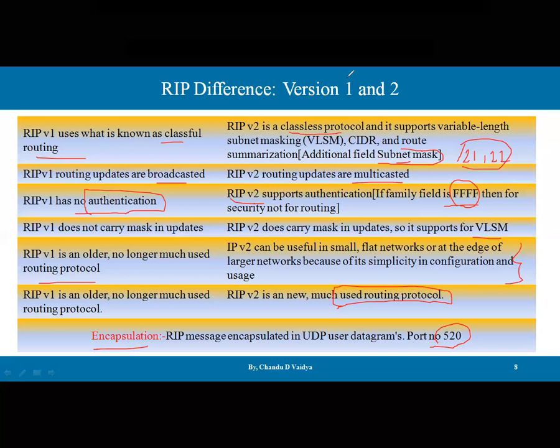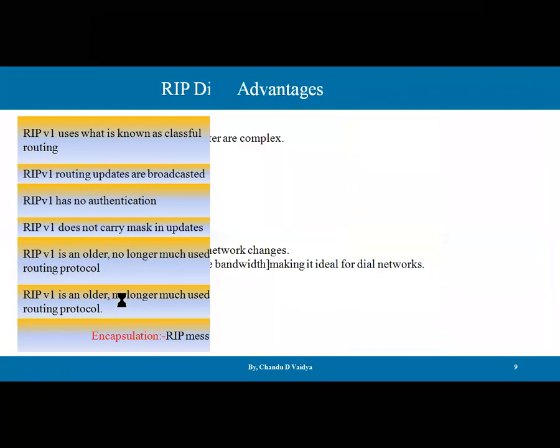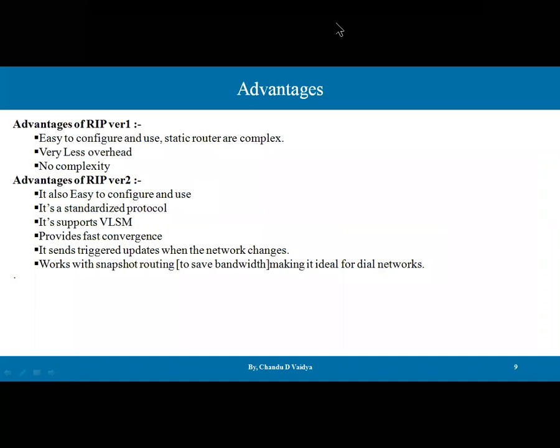Now, after discussing the differences between RIP1 and RIP2, there are some advantages of RIP1 and RIP2. With RIP version 1, it is easy to configure and use. Static routing is complex. It has very little overhead, and there is no complexity. Advantages of RIP version 2: it is also easy to configure and use. It is a more standardized protocol than RIP version 1. It supports VLSM. It provides faster convergence than RIP1. But ultimately, if you compare RIP to OSPF, RIP is very slow to converge.